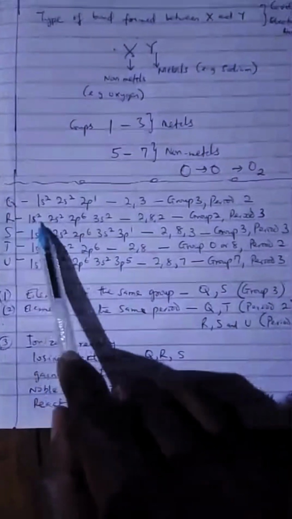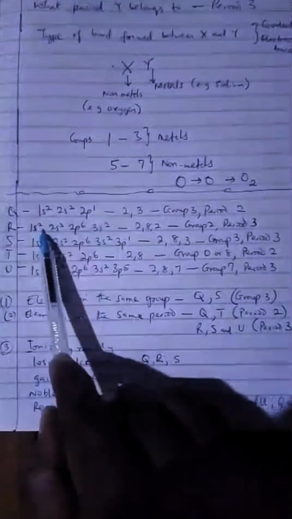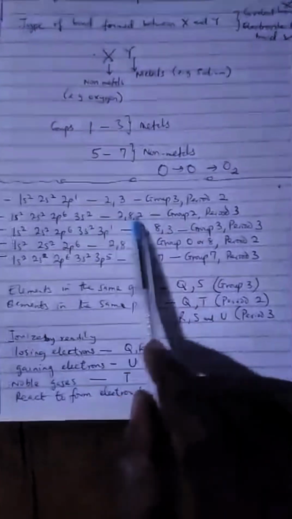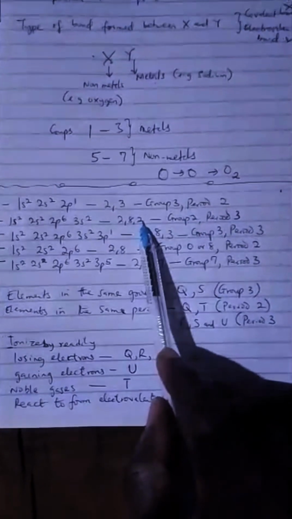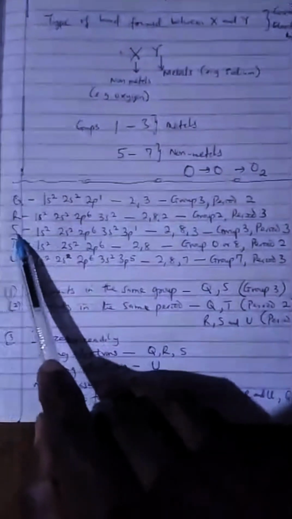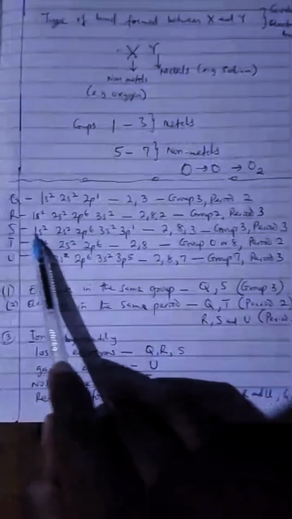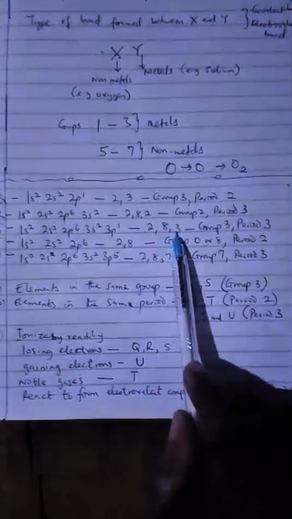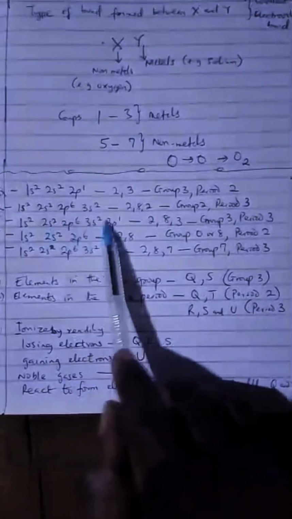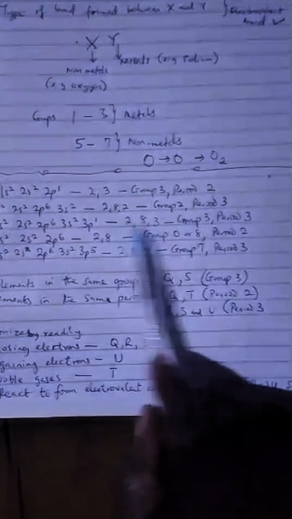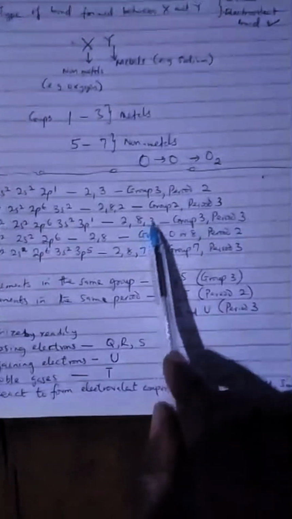Similarly, element R is 2. If you change the SPDF notation into K element notation, you have 2, 8, 2. That is 3 digits, so that's period 3, and 2 is the last number, so group 2. Similarly, element S, if you convert the SPDF notation to K-element notation, you have 2, 8, 3. That's 3 digits, so that's period 3, and 3 is the last number, so that's group 3.